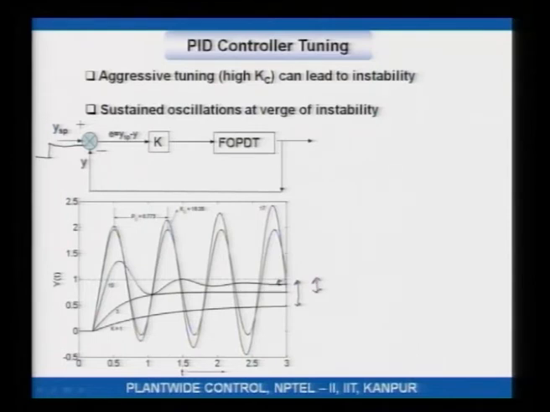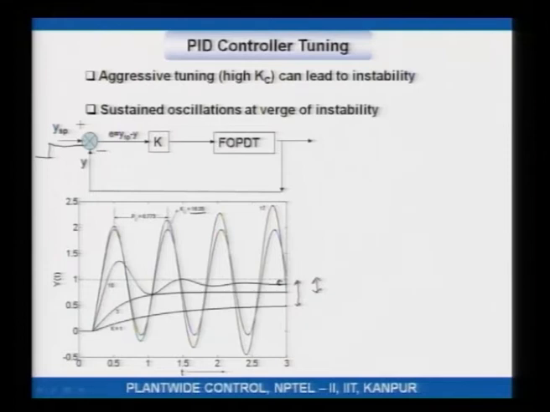If you increase the gain further to 16.35, about 16, the rate of change is fast, however, the oscillations now are sustained, the oscillations do not die down. If you increase the gain further from say 16 to 17, these oscillations actually start to blow up.